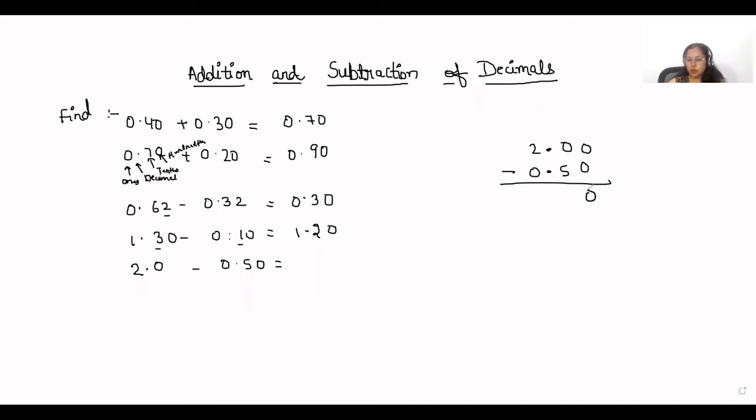0 minus 0 is 0. It becomes 10. 10 minus 5 is 5. It becomes 1. 1 minus 0 is 1. So it becomes 1.50.